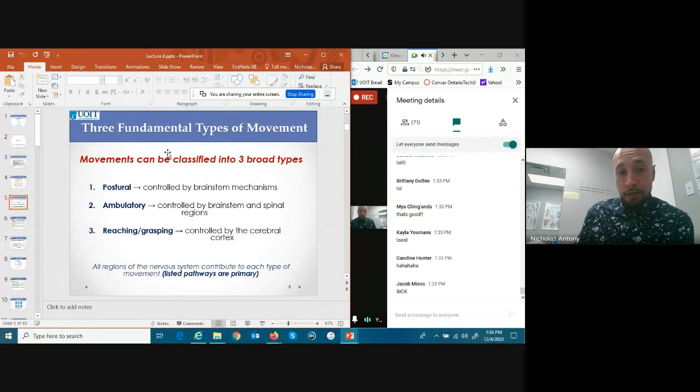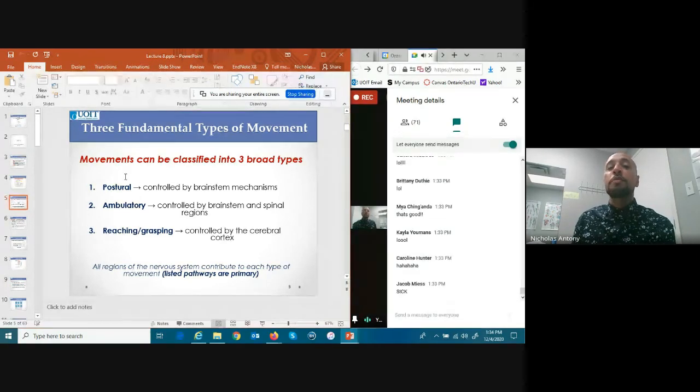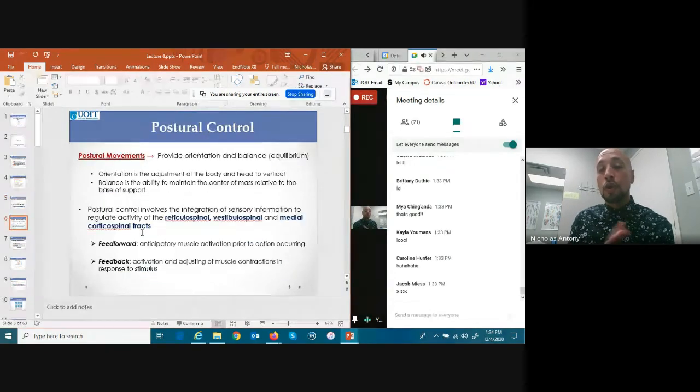The rest of the movement section on this slide was just describing how movements can be classified into three broad categories, and they're going to be associated with different tracts. So movements can be defined as postural movements, ambulatory movements, or moving location, versus reaching and grasping or fine control. There's crossover between the three, but when you go through the postural movements, obviously postural movements are going to be associated with a type of motor neurons.